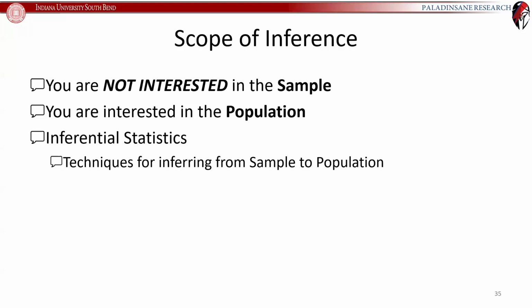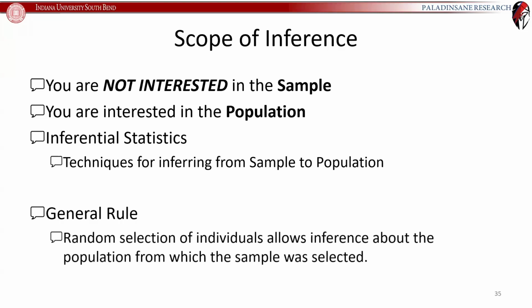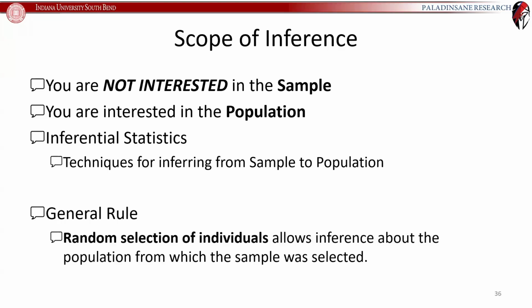Now, we're going to get to those objective inferences in the second half of this course, but the general rule that you should take from today's class about inferring from a sample to a population is that it's only truly allowed when you have a random selection of individuals and they are taken from the population from which the sample was selected.